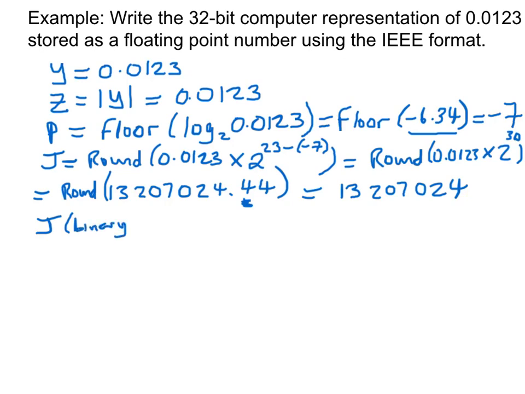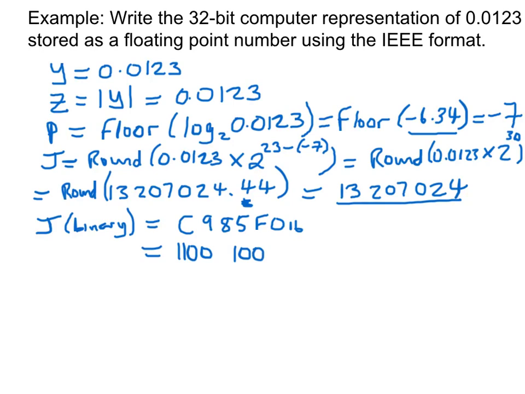Next stage is to convert j to binary. So we're going to write j in binary, and to do that we're going to have to take this number and bring it to hex first. You can do that directly on your calculator, and what you'll discover is that it's C985F0 in base 16. So in binary, C is 1100, 9 is 1001, 8 is 1000, 5 is 0101, F is 1111, and 0 is 0000, and now you're in base 2.